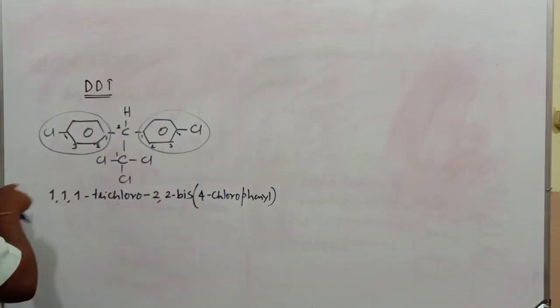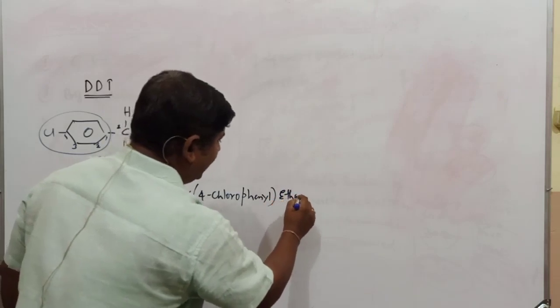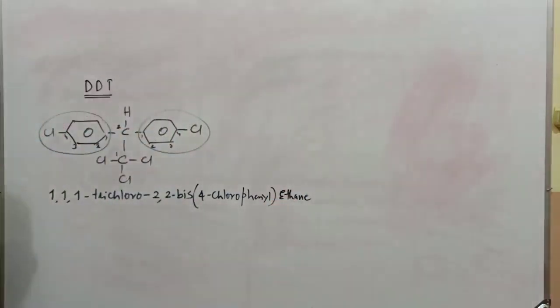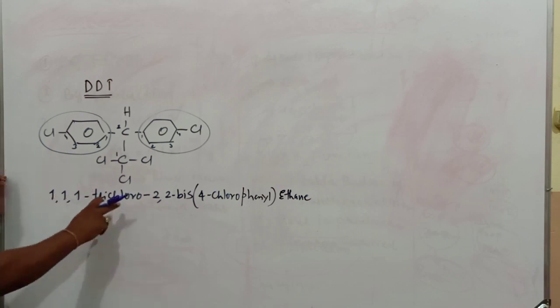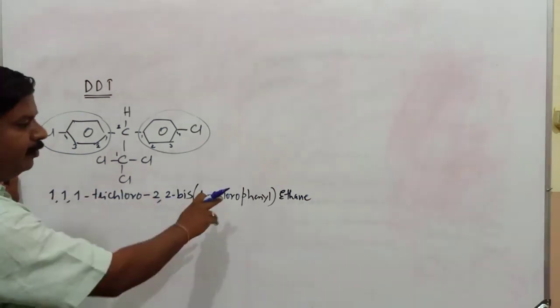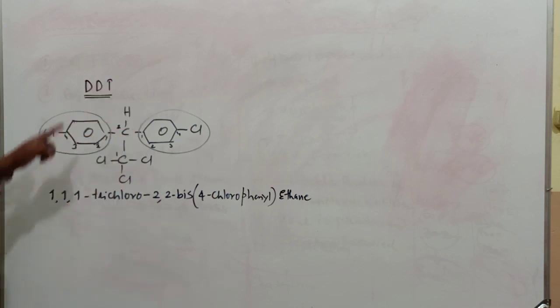The whole molecule's longest chain consists of only 2 carbon atoms, so it is going to be ethane. So it is 1, 1, 1 trichloro, 2, 2 bis, 4-chlorophenyl ethane. This is the complete IUPAC name of this molecule. It is DDT, but the long form of DDT, as I mentioned yesterday, is dichloro diphenyl trichloroethane.